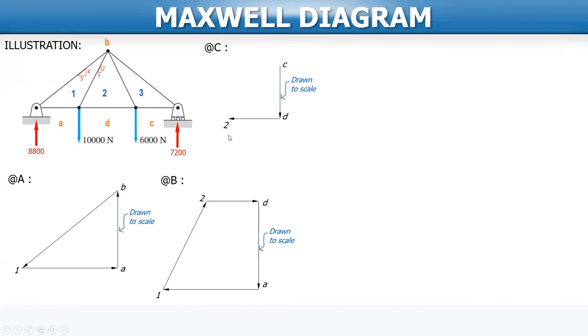And then next, 6,000 here. 2-3. 2-3 is second quadrant, going upward to the left. And then 3C is horizontal. So, 3C there, and 2-3. Somewhere here, they intersect.